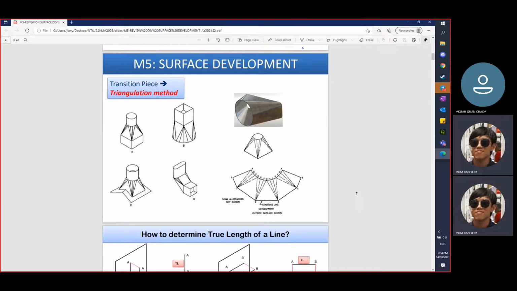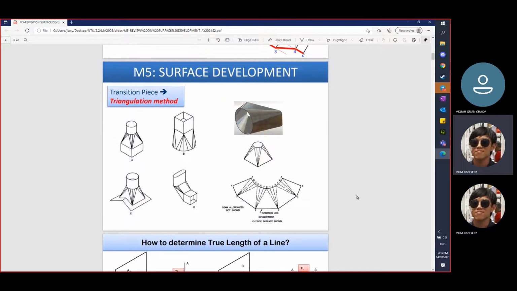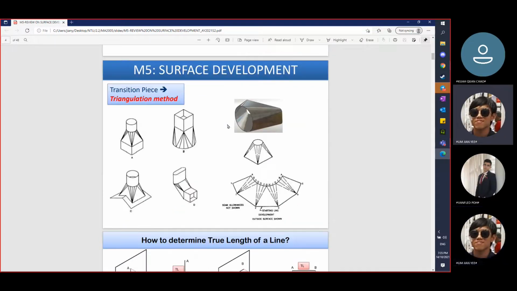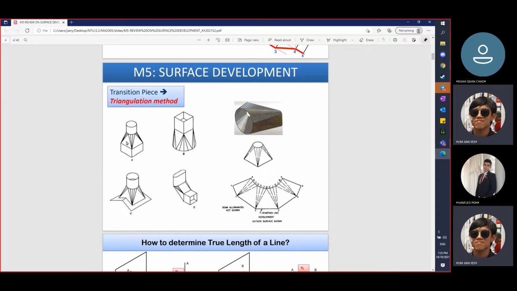So now, you don't expect your M5 to be that easy. You're normally dealing with more difficult shapes. One of the ways to overcome that is something called surface development or the triangulation method. So what is the triangulation method? It's splitting up surfaces into many smaller surfaces and working on them one by one.